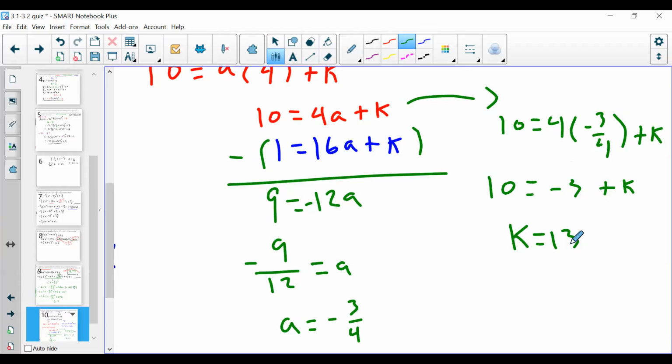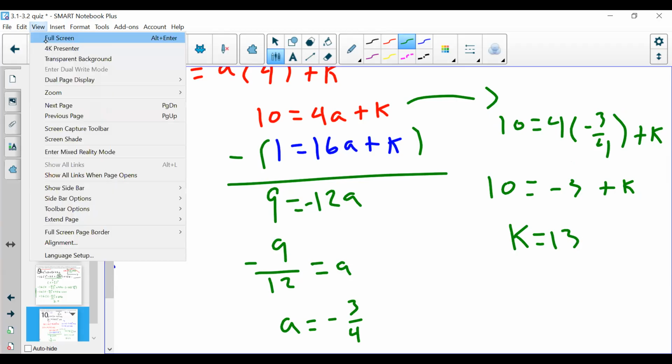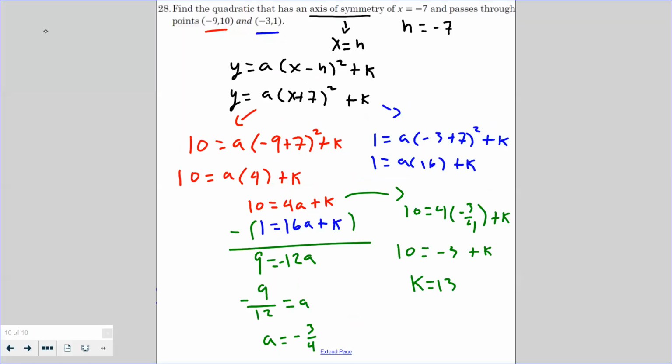Everyone okay with this? Any questions, comments, concerns? Go ahead. Yeah. So the whole point of a system of equations, guys, is to cancel out a variable so that you can plug it back into the original. So yeah, you just plug it back into either one, you solve for k, you're good to go.